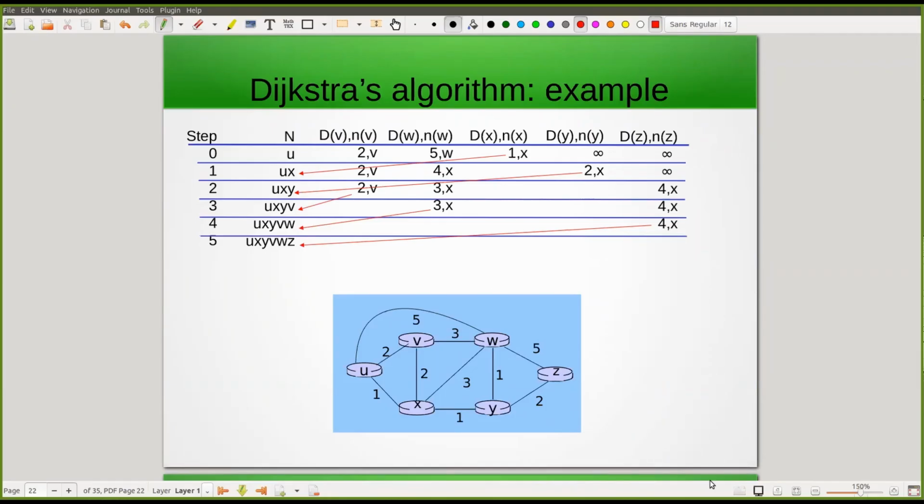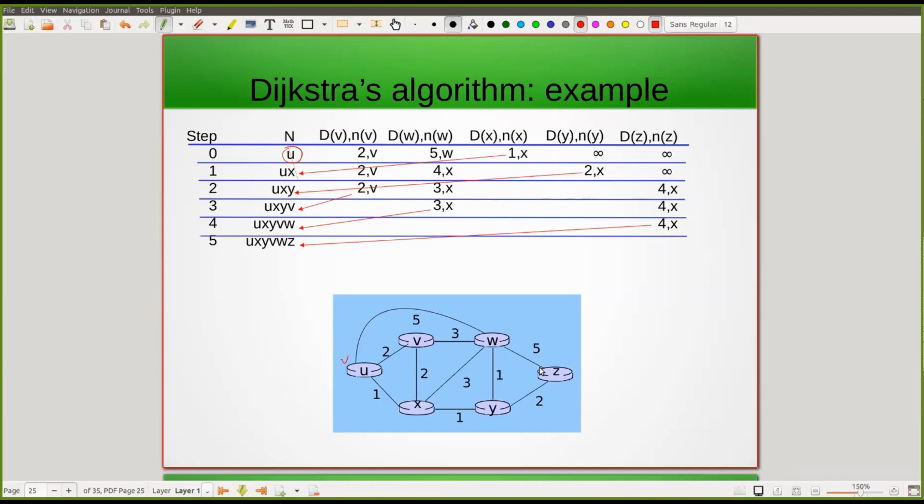We start with a particular node. Let's say U, we start with U. Then what is the cost of going to its neighbors? The cost of going to V is 2. The cost of going to W is 5. The cost of going to X is 1. And the cost of going to Y and Z is infinity, because they are not direct neighbors.